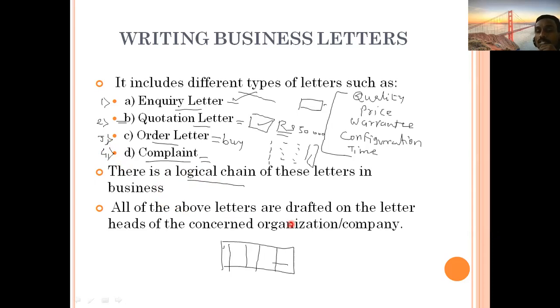All of the above letters are drafted on the letterheads of the concerned organization. So what is this letterhead? काय असतं letterhead? Letterhead काय असतं? कुणाला माहिती, कुणी बघितलंय काय असतं?